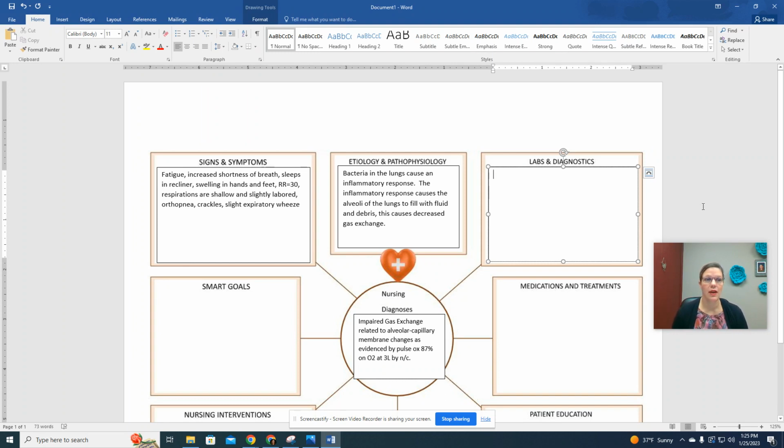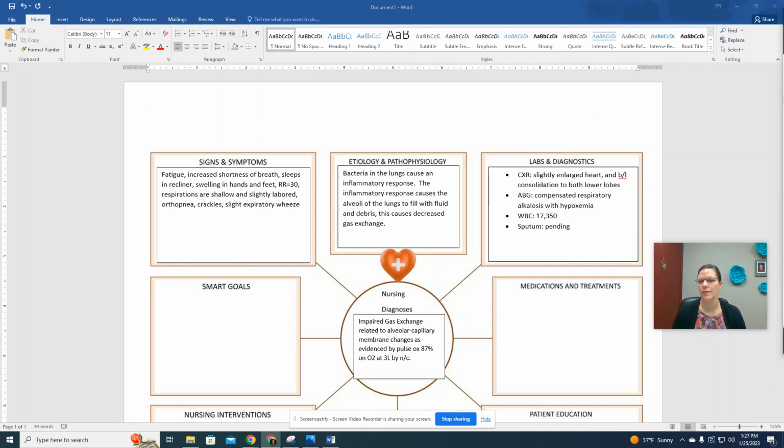And I'm going to start with some little dashes or bullets. And so here I can include the chest x-ray shows slightly enlarged heart and bilateral. I'll probably pause and get this filled in.